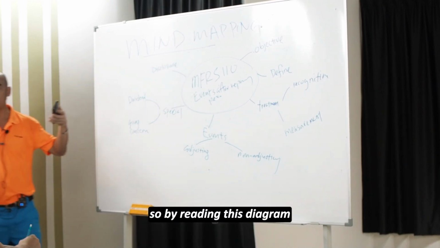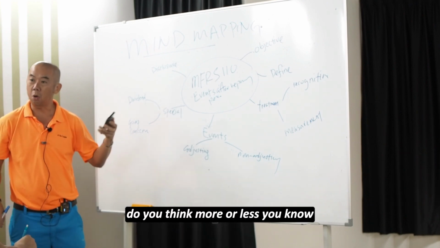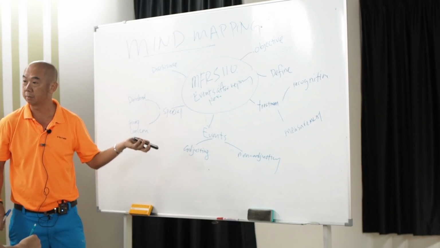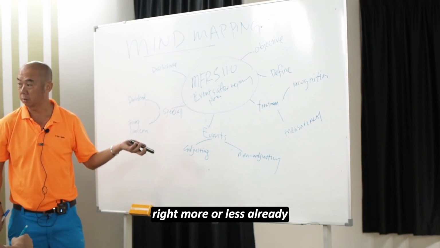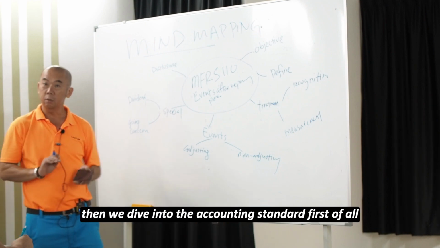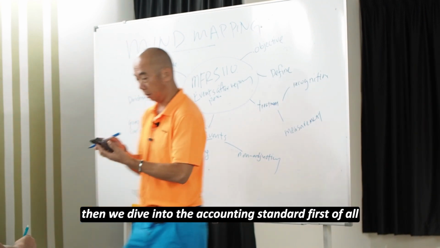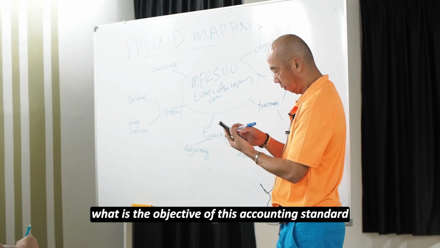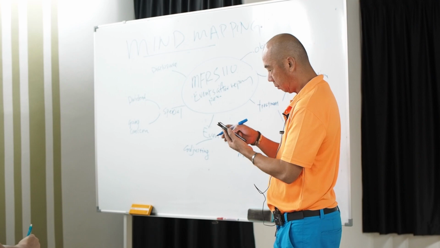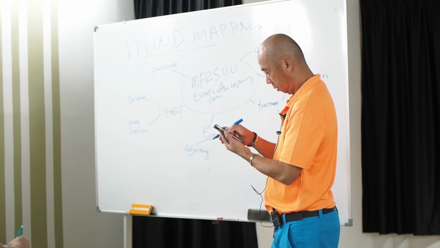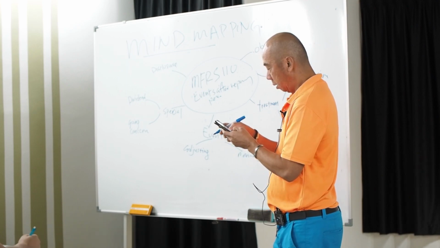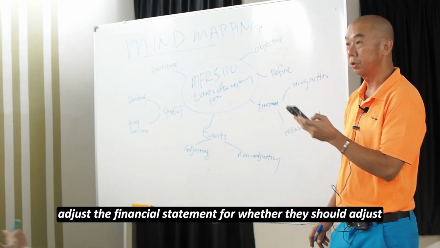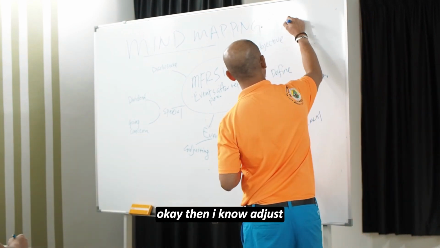By reading this diagram, do you think you more or less know what the key issues in this accounting standard are? More or less ready, right? Then we dive into the accounting standard. First of all, we go to the objective. The objective is on page one. What is the objective of this accounting standard? Whether you should adjust the financial statement. Okay, then I know, adjust.